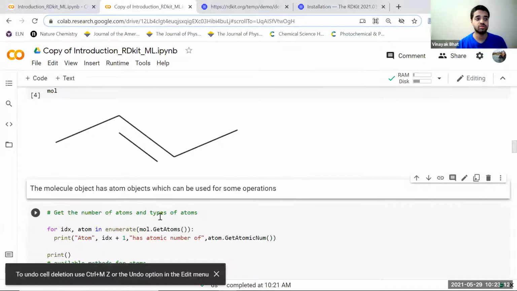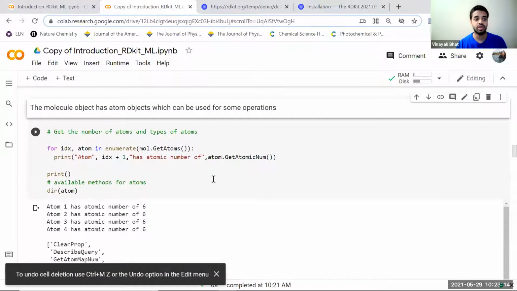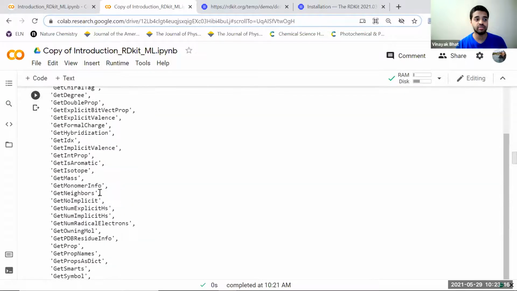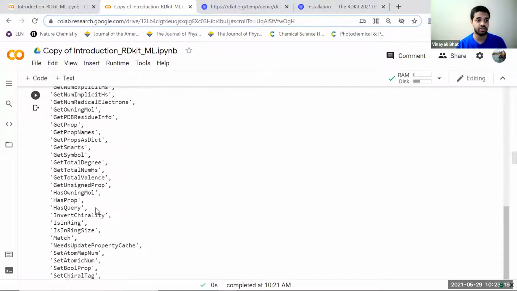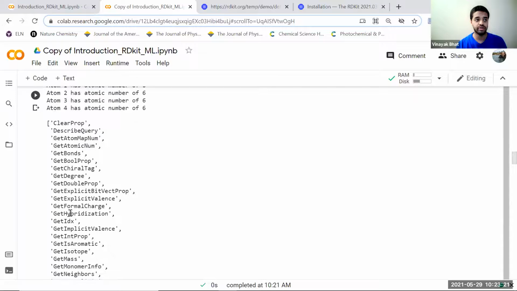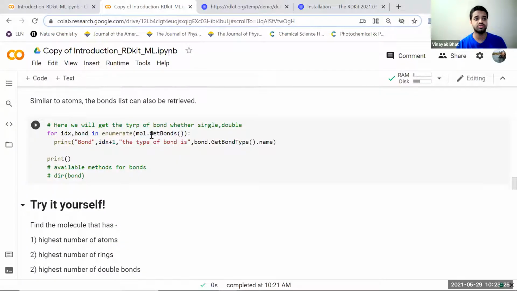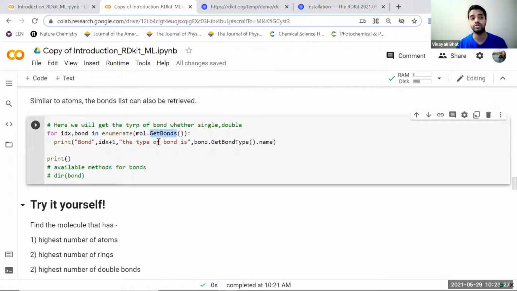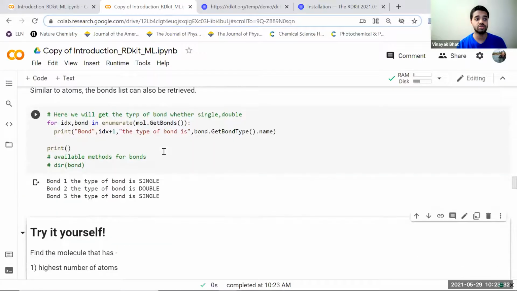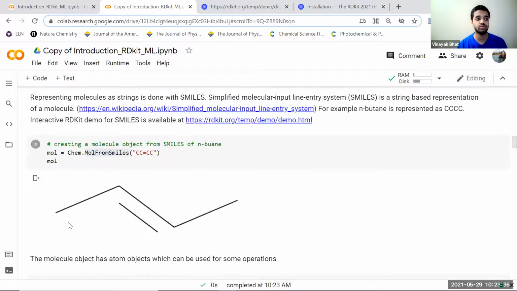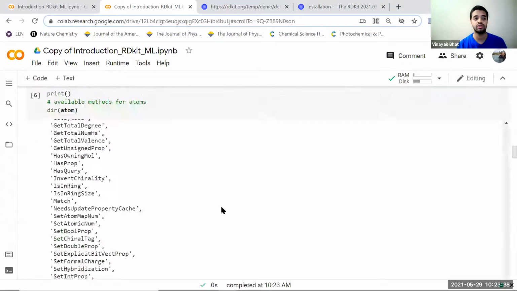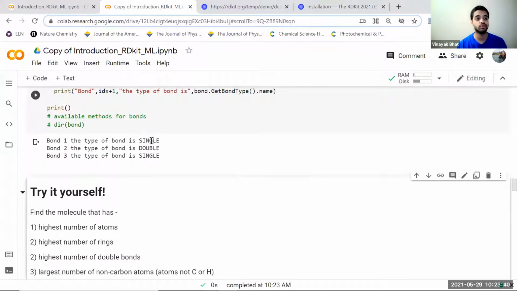Once you have molecules, you can get atoms from them, and atoms have these many properties that you can explore, and the same goes with bonds. So you can say molecule.GetBonds, and this will get you the bonds. And over here, I'm looking at the type of bond. The molecule that we had was single, double, single bond. And that is what it shows. Yeah, single, double, single.